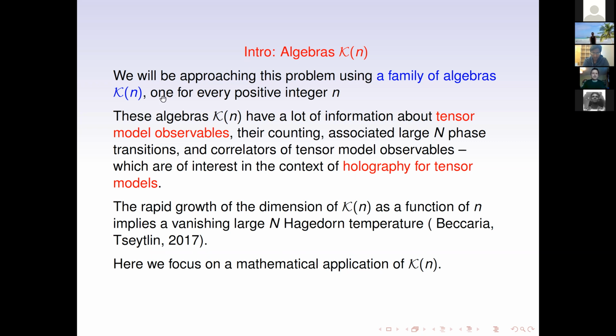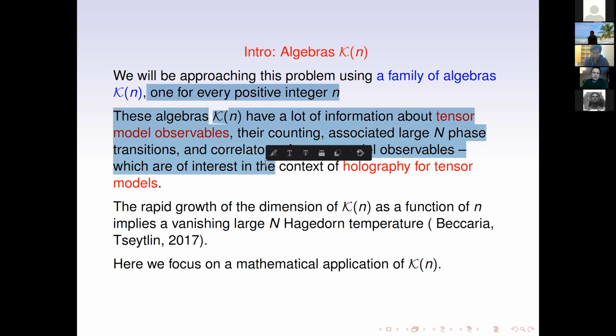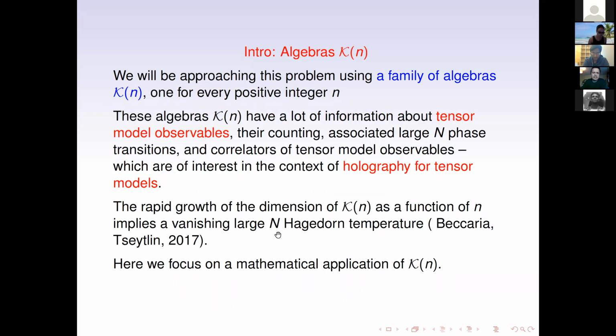For example, the rapid growth of the dimension of this algebra as a function of n implies a vanishing large n Hagedorn temperature. So here, rapid growth means exponential or is it factorial? Super exponential. It's like n factorial. Factorial. I see. Thank you. N factorial, yeah. And that has a consequence that exponential growth leads to a Hagedorn temperature, super exponential leads to a vanishing Hagedorn temperature. And that has been remarked in the literature on tensor models. So here we will focus on a mathematical application of this algebra.